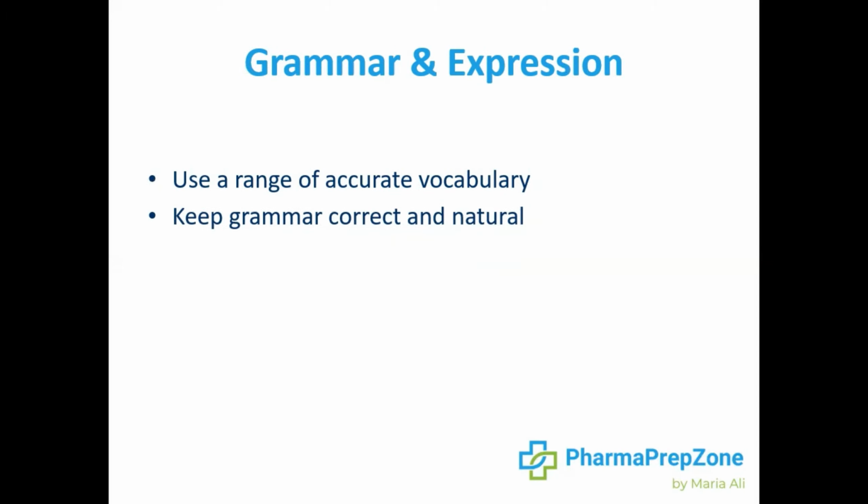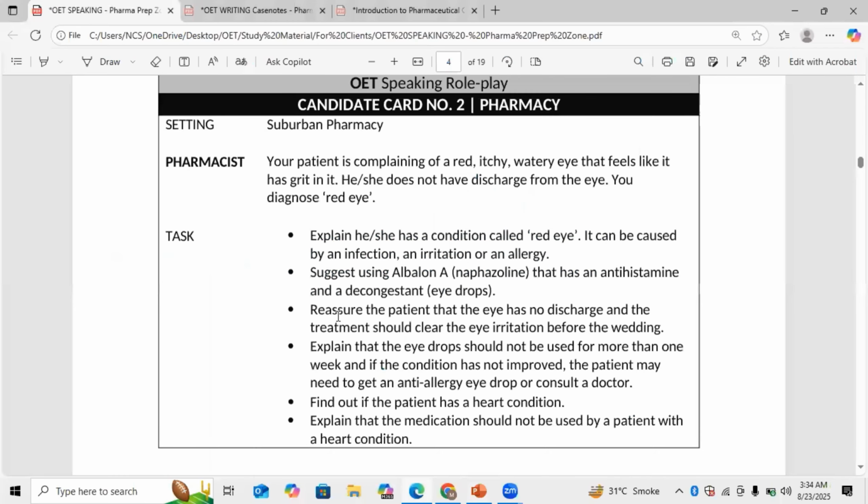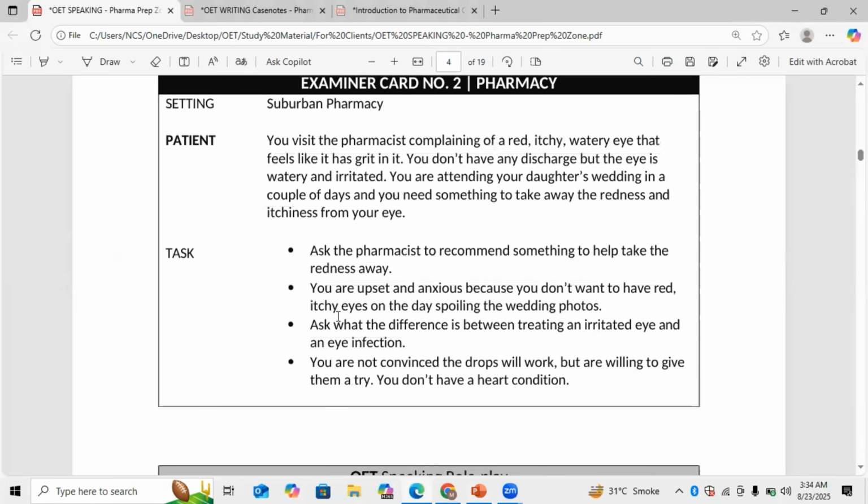Okay, so next is grammar and expression. This criterion looks at your vocabulary and grammar. Like, are you using a variety of expressions? Are your sentences accurate? Let's have a look at the task. So, yes, this is the task: the patient is anxious and upset because he has to attend his daughter's wedding, and he is worried that he might end up spoiling his daughter's wedding photos.